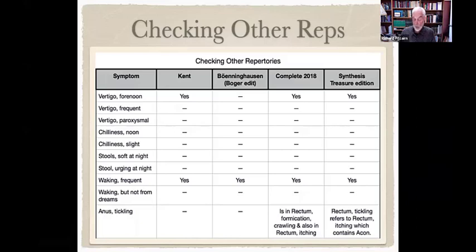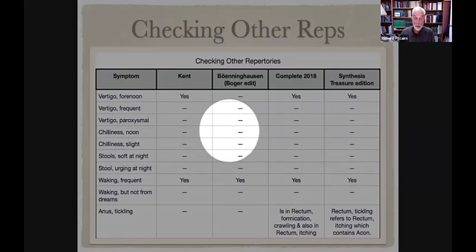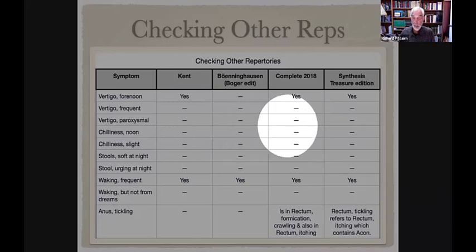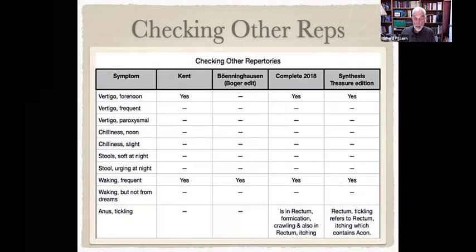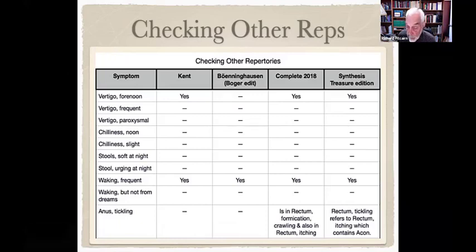But then we come down to these other symptoms that we were not able to find in Kent's, and they are not in any of the other repertories either. Stool urging at night is not in any of the repertories. Waking frequently is in all of them, yes, but not from dreams. And then we come down to anus tickling. In the Complete 2018, it's in rectum formication and crawling, and it's also in rectum itching. In Synthesis, it's in rectum tickling, which refers you to rectum itching, which contains aconitum.